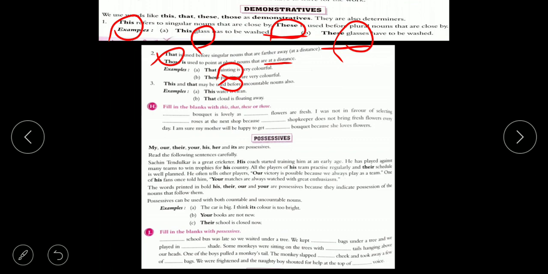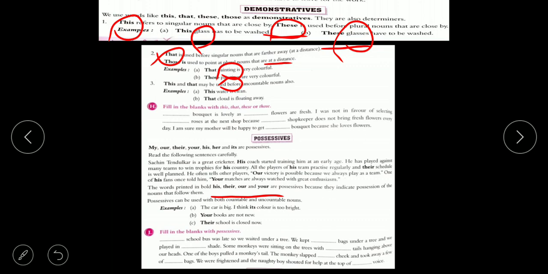The words printed in bold letters in your textbook, his, their, our and your, are possessives because they indicate possession of the noun that follows them. Possessives can be used with both countable and uncountable nouns. The car is big. I think its color is too bright. Your books, their schools. So we can use possessives with countable and uncountable nouns also.